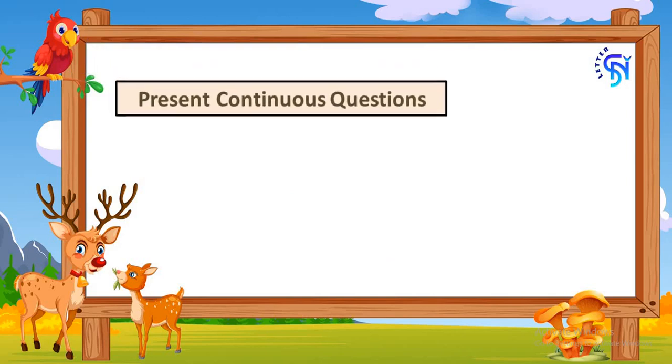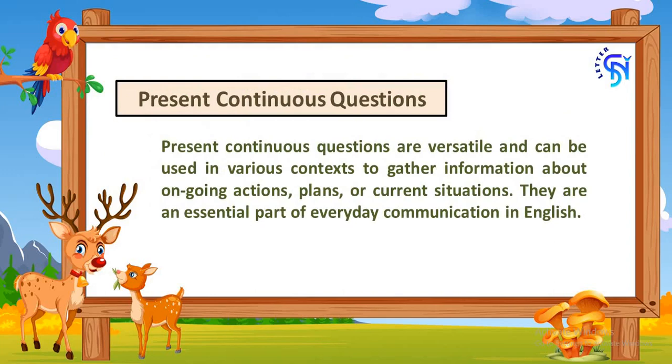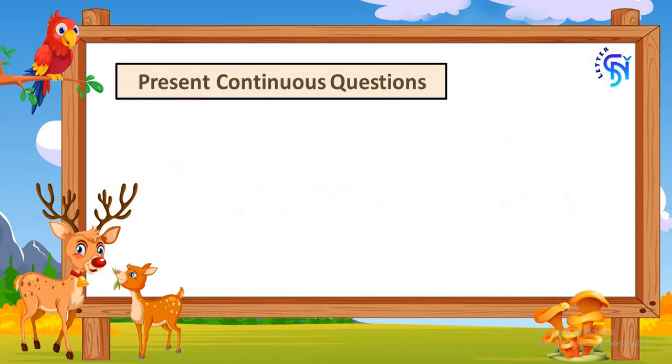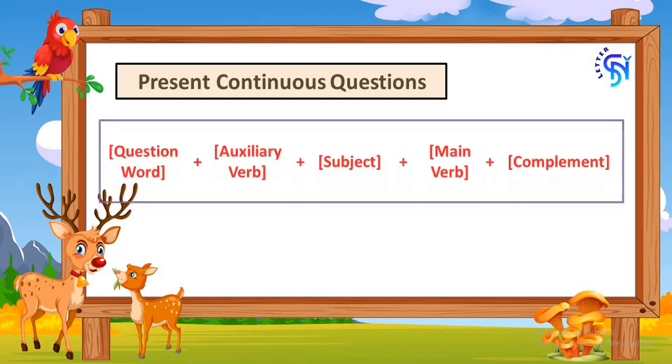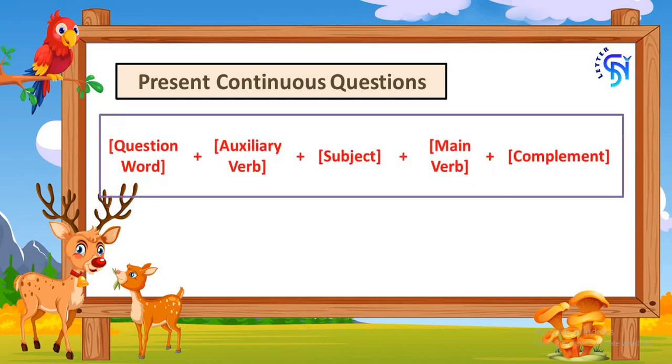Let's see how to form present continuous questions. Present continuous questions are versatile and can be used in various contexts to gather information about ongoing actions, plans, or current situations. They are an essential part of everyday communication in English. To construct present continuous questions, you generally follow this structure. Question word plus auxiliary verb plus subject plus main verb plus complement.